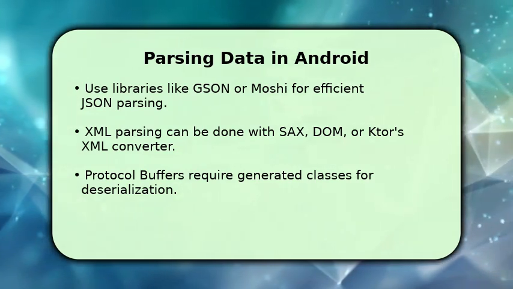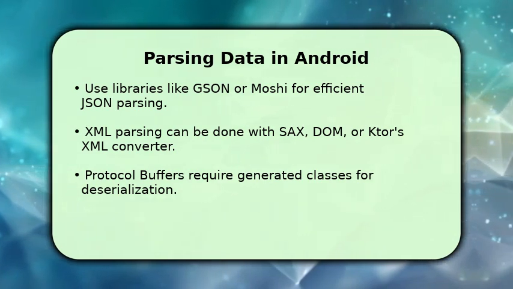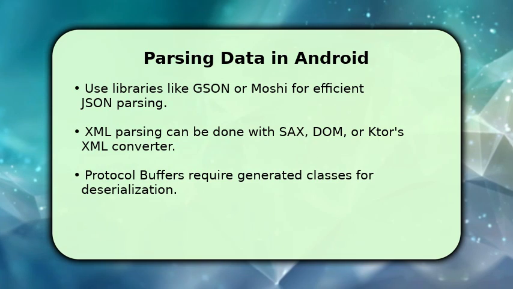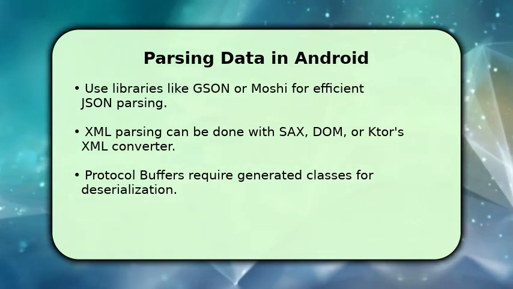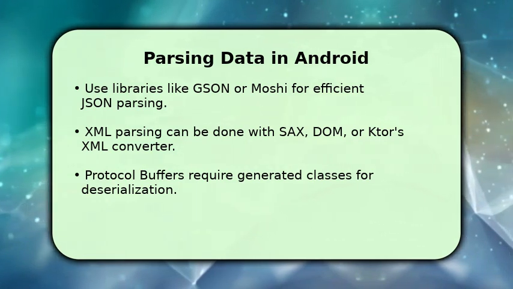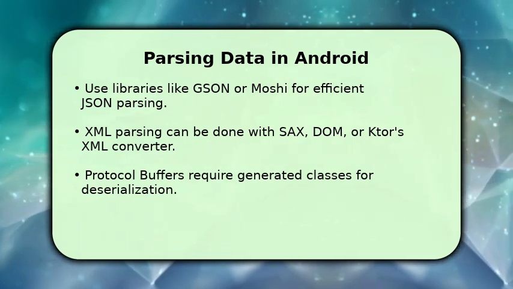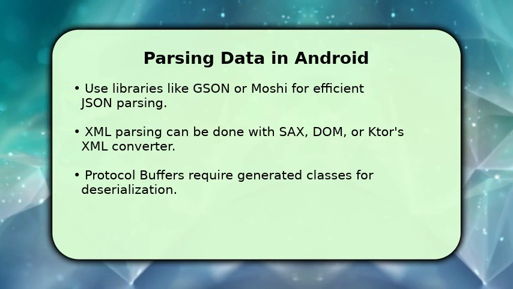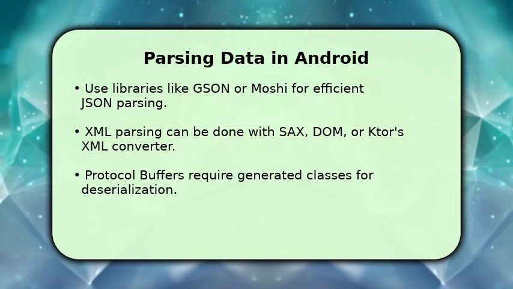Once you receive formatted data, the next step is parsing it into usable objects. For JSON, libraries like JSON and Moshi simplify this process, automatically mapping JSON structures to Kotlin or Java objects with just a few lines of code. For XML, you might use SAX or DOM parsers, or more modern solutions like Ktor's XML converter. Protocol buffers leverage code generation, providing highly optimized classes to deserialize your data quickly and safely.